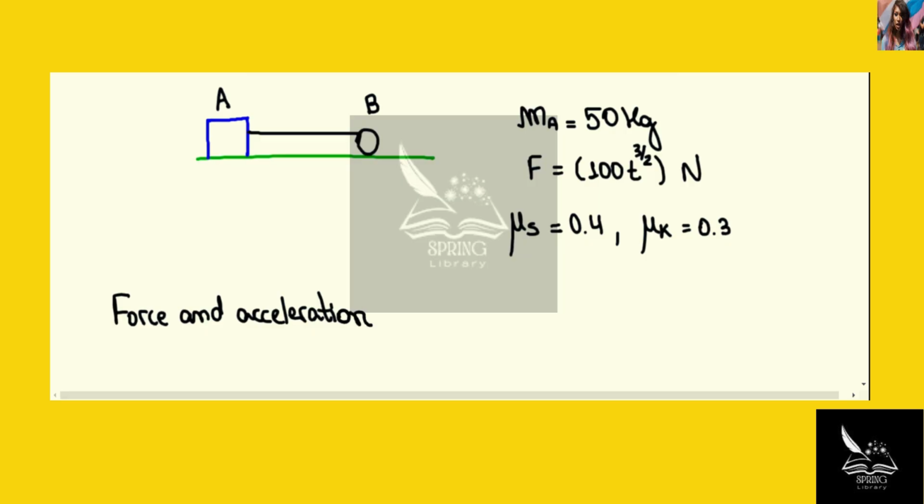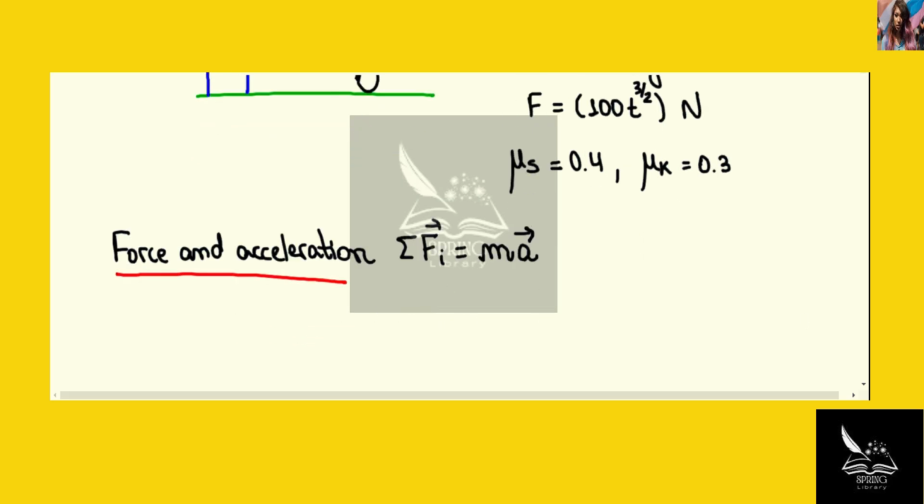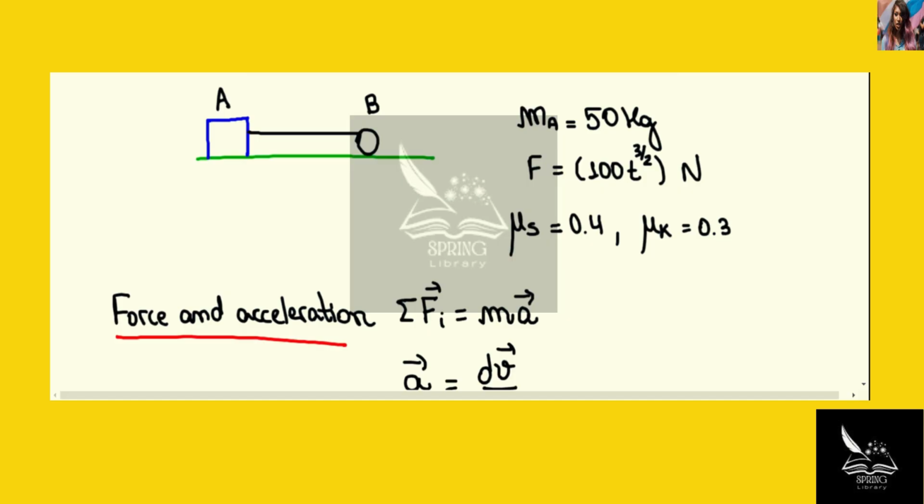First, we need to remember that according to Newton's second law, the sum of all the forces that act on a body, which we call net force, is equal to the mass of the body times the acceleration. And also, the acceleration is equal to the first derivative of the velocity with respect to time. Okay, so with this information, we can proceed with the exercise.